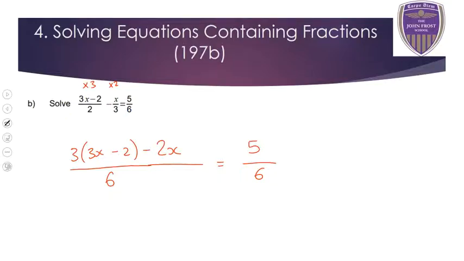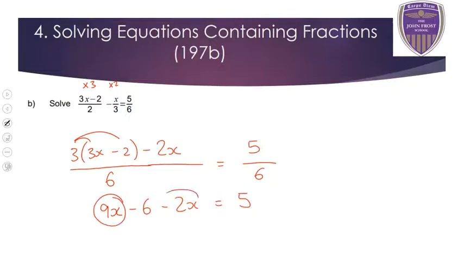Okay? So then we do the same thing as last time. If we were to multiply both sides by 6 now, the bottoms would cancel each other out. So we're going to expand this bracket now. We get 3 times 3x is 9x. 3 times minus 2 is minus 6. And then we've just got minus 2x on the end there. Collect together any terms that you can that are the same.